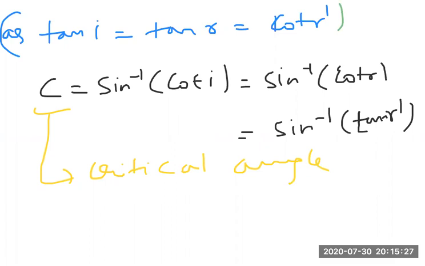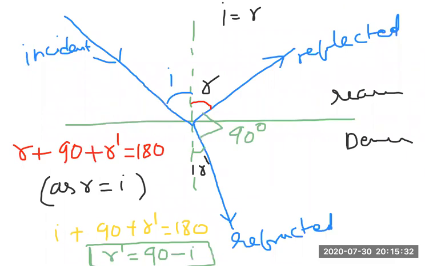So this is the concept form when the ray is traveling from which medium to which medium? Rarer to denser. This is the situation there. I hope you are clear with the rarer to denser situation, how we got these things. So now let us discuss denser to rarer.